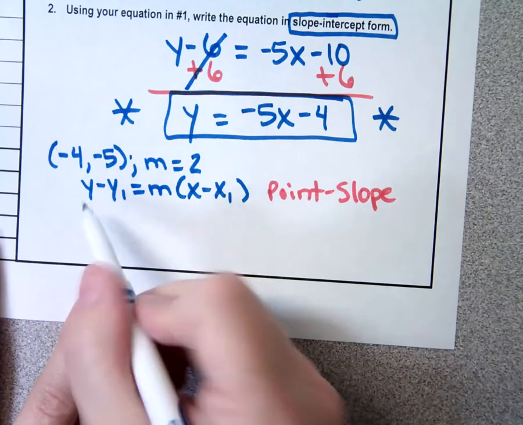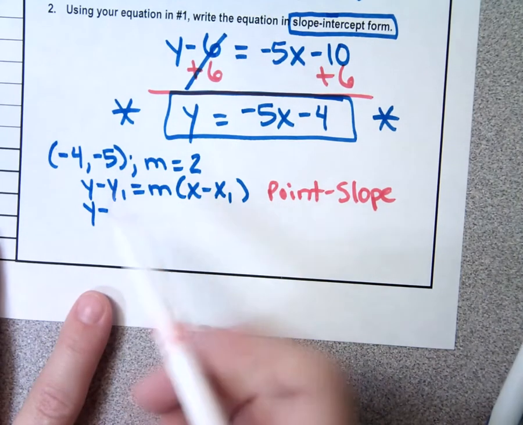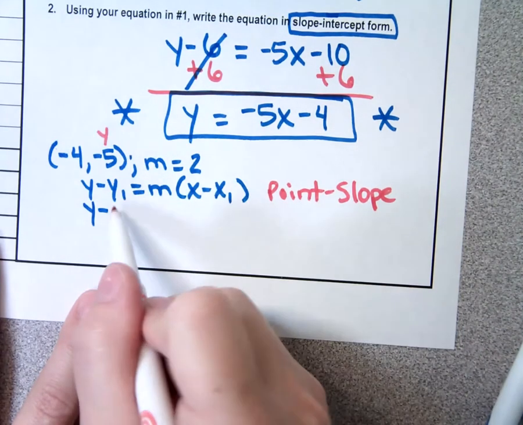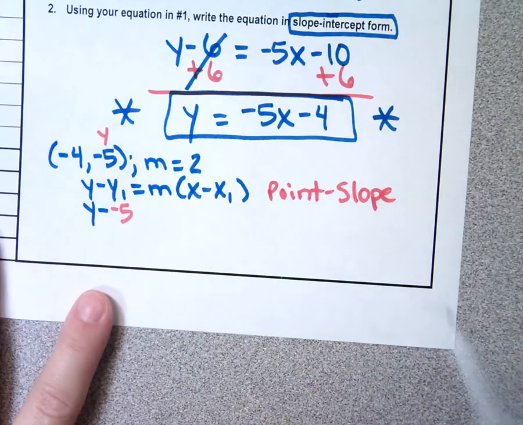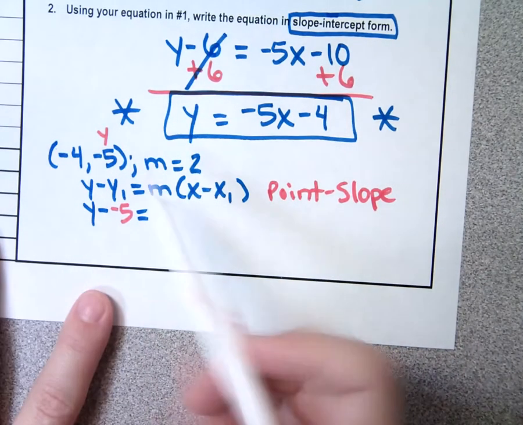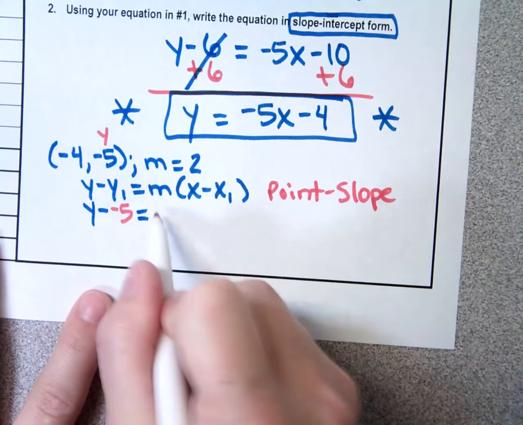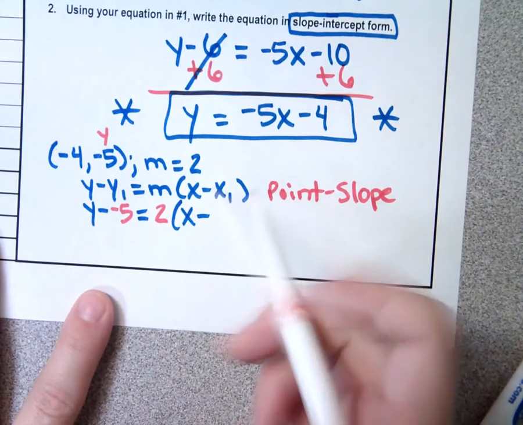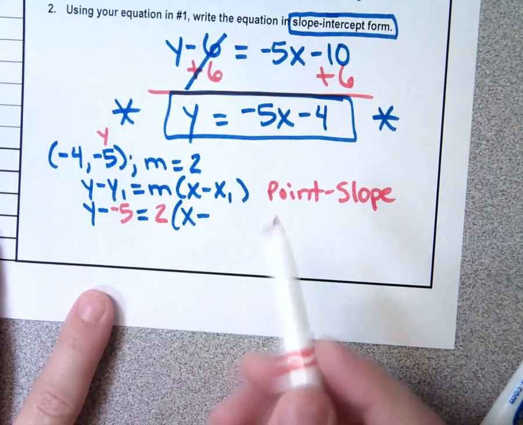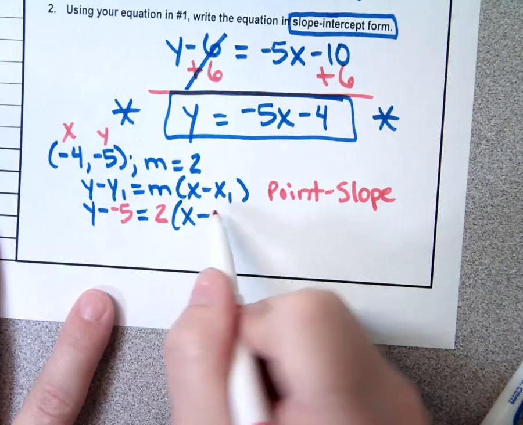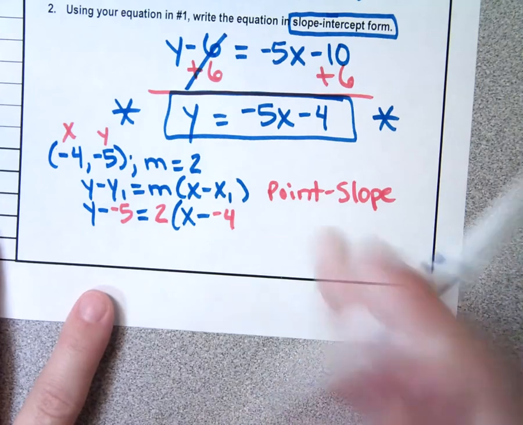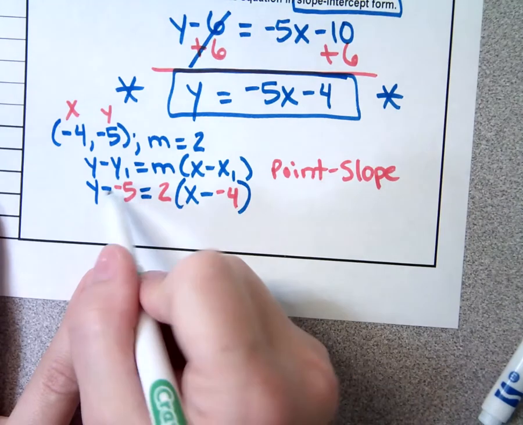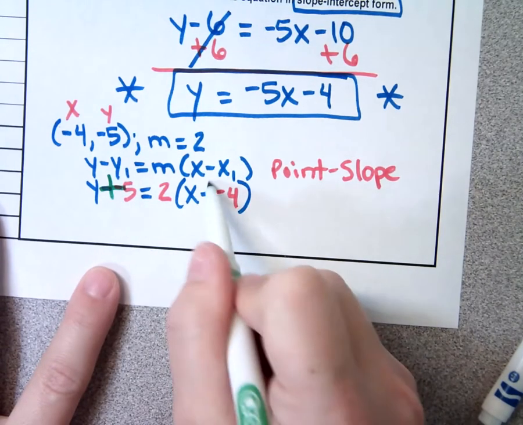So here it goes. It goes y minus, now this wants the y-coordinate, so which of these is the y-coordinate? The negative 5, so I write negative 5. I recopy the equals. Now it wants the slope. What's the slope? 2. And then I recopy x minus, and now it wants the x-coordinate. Which of these is the x-coordinate? The negative 4, so I write negative 4. Now I just need to clean some things up. What happens with our minus and negative? Big plus. Minus the negative, big plus.